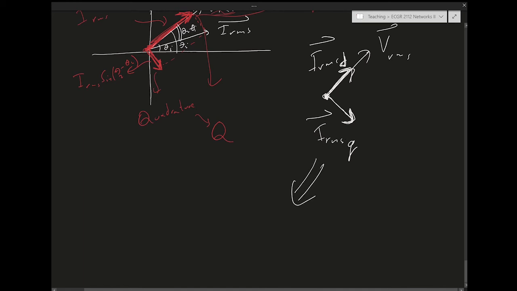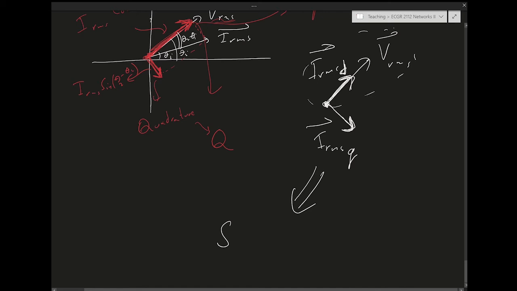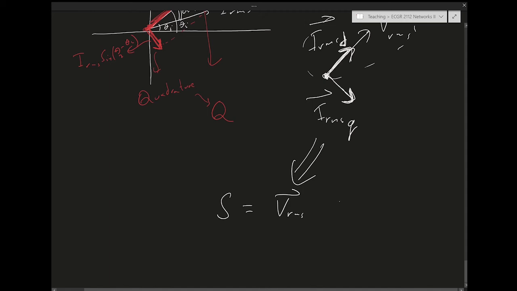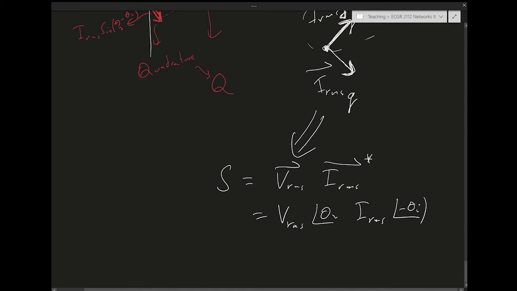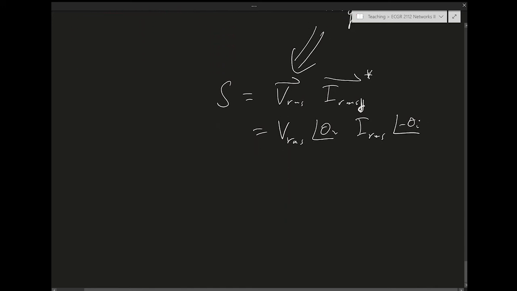So I took the current, I decomposed it into a direct and quadrature component. So let's take S for that part. This S equals V RMS and then I RMS conjugate, right? V equals V RMS angle theta V. This is I RMS angle minus theta I, right? Sorry, this is direct. So I'm only interested in finding S for the direct component. But what's the property of the direct component? The angle of I RMS D is equal to the angle of V. So this is going to be V RMS angle theta V, I RMS direct, remember, this is just the direct component, angle minus theta V. Theta V minus theta V is 0. So you end up with S being just real. It's going to be V RMS I RMS D.